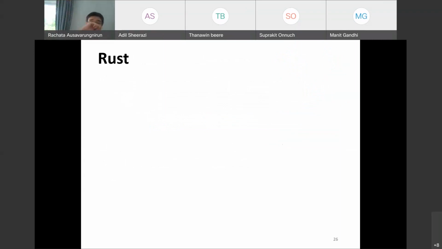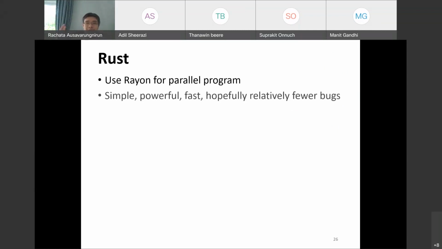So let's come back to the context of our class. Anything from here onward can be on the exam. So what is a parallel library that we can use in Rust for parallel programs? Anyone remember? Rayon, right? So that's your friend. Simple, powerful, fast, and hopefully with relatively fewer bugs.